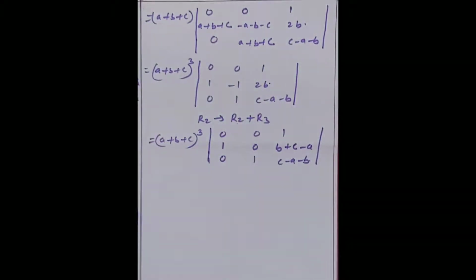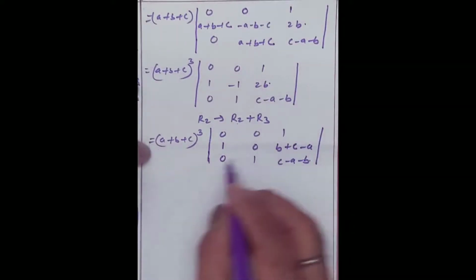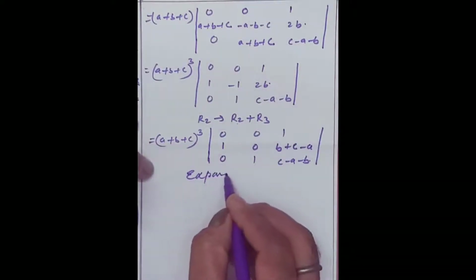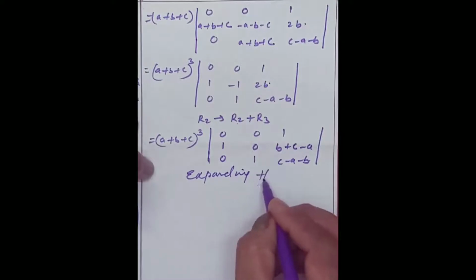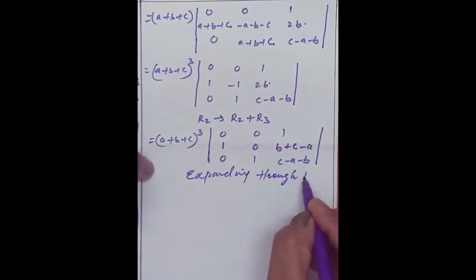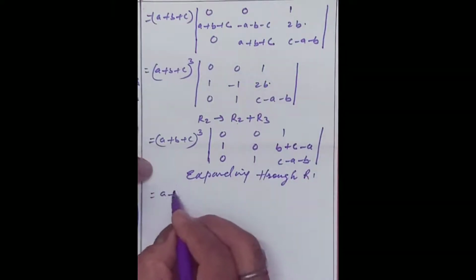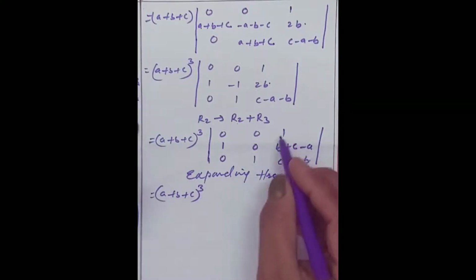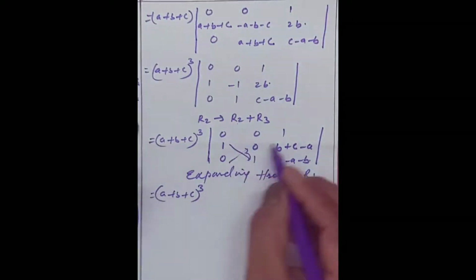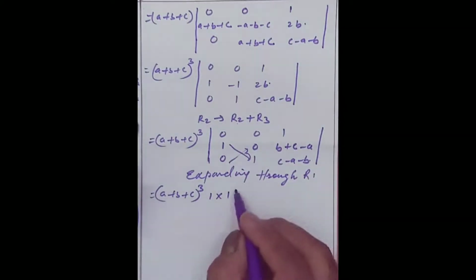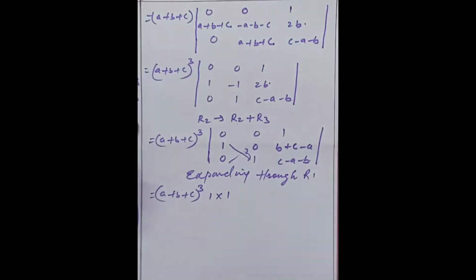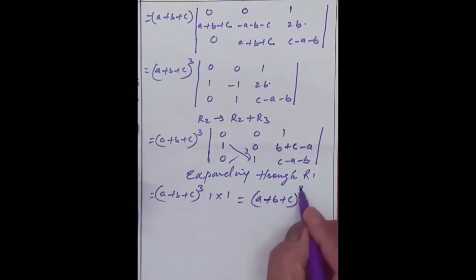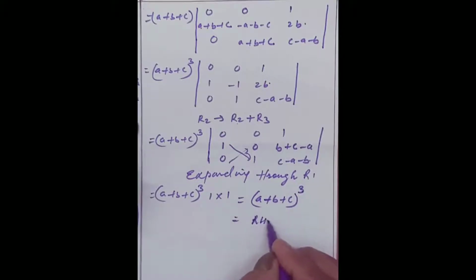So now we are going to expand through R1. Expanding through R1, we get (a plus b plus c) whole power 3 and 1 into this and this. So 1 into 1, nothing is remaining because everything will become 0, is equal to (a plus b plus c) whole cube, which is equal to the right hand side. Hence proved.